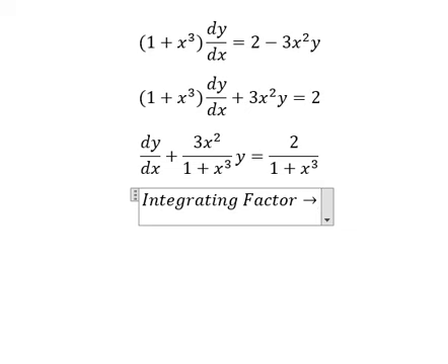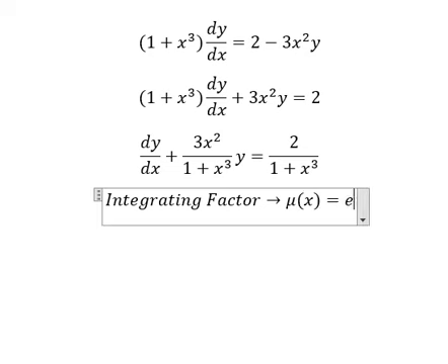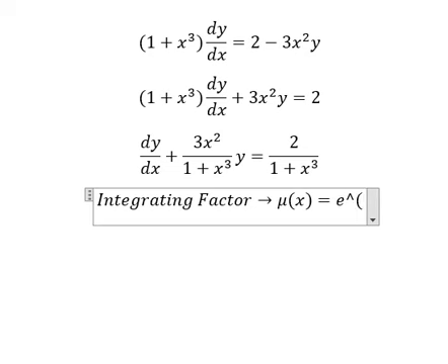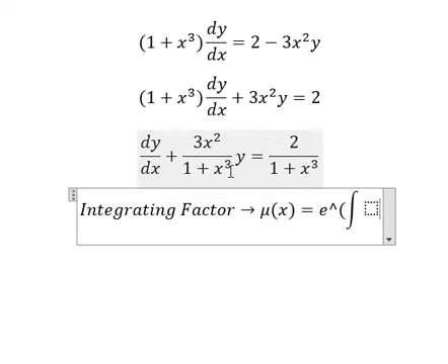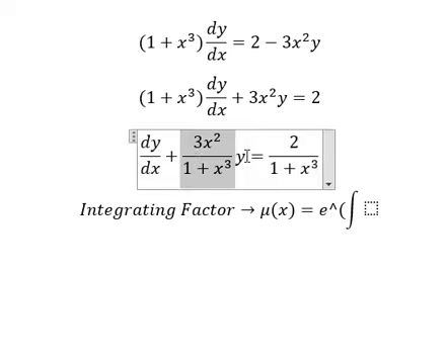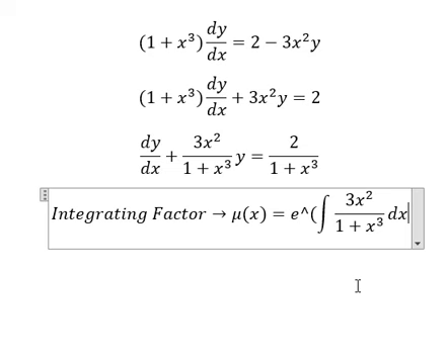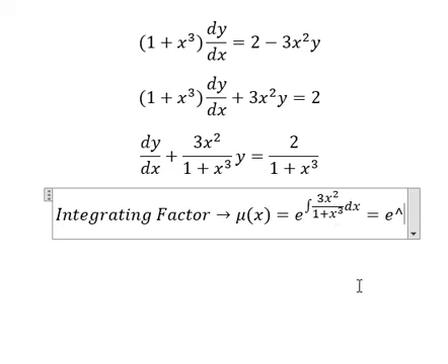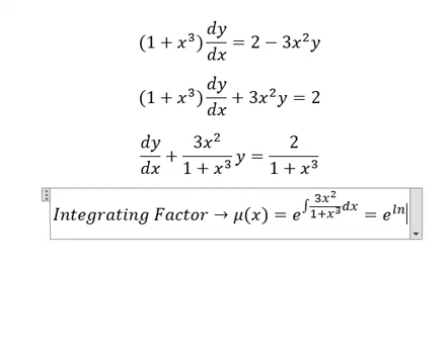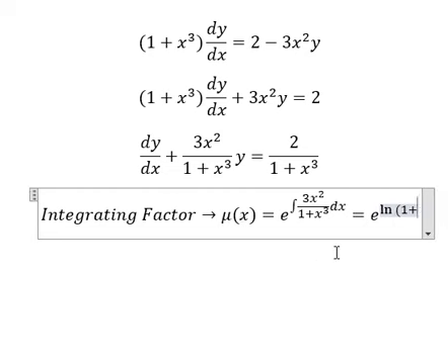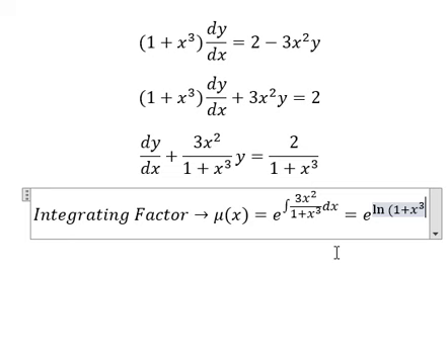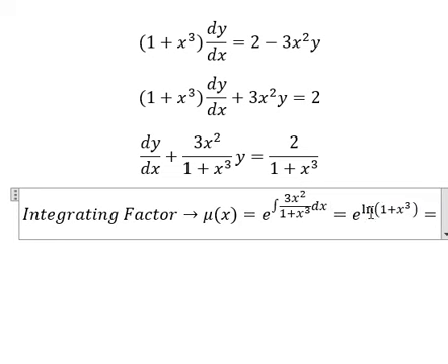So we need to find mu of x equals e to the power of the integration. We can see that this one next to y is the integrating factor. The integration of this one gives us ln of 1 plus x to the power of 3. So this one we simplify and we got this one.